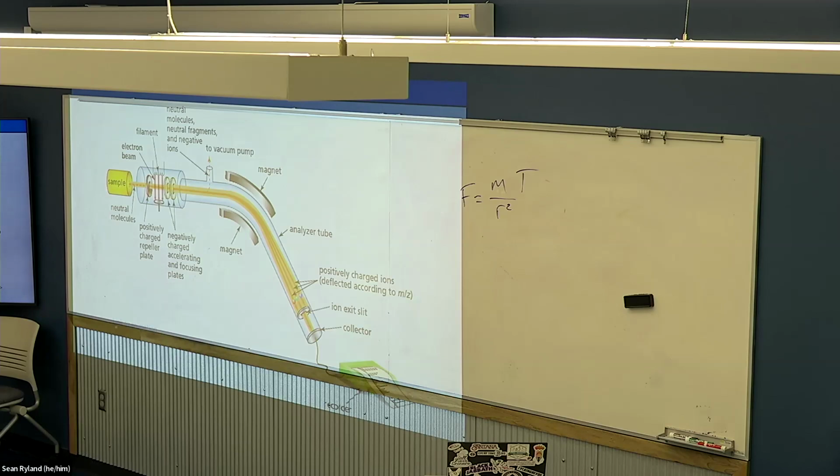So then what you do is you basically scan the strength of the magnetic field. This process is ongoing. You start with a really weak magnetic field, so only the lightest fragments make it to the detector. As the magnetic field goes up, different compounds will read. So you scan through all of this magnetic field and you get a list of weights.